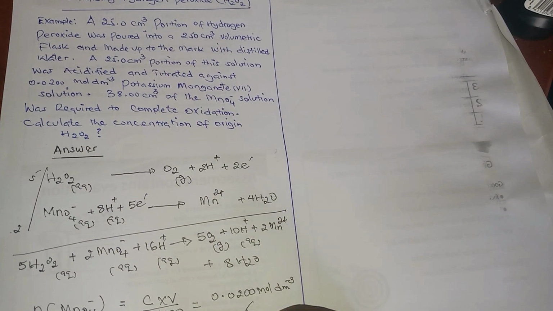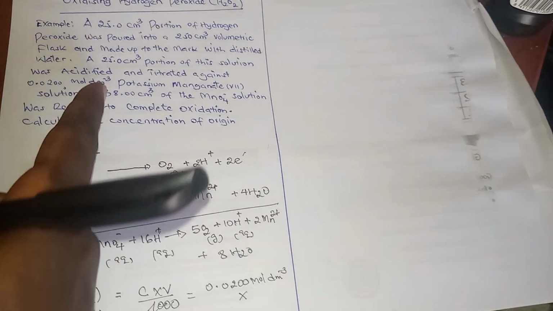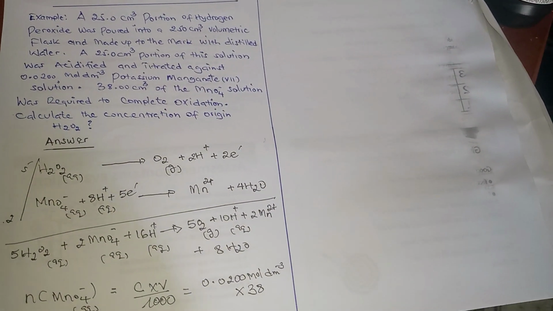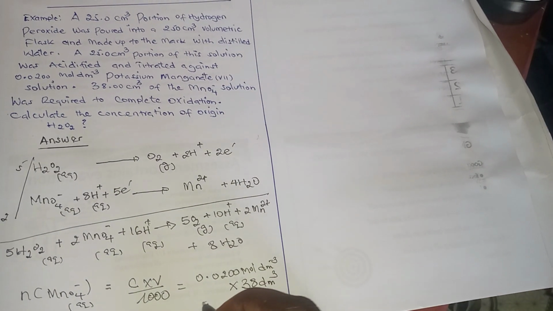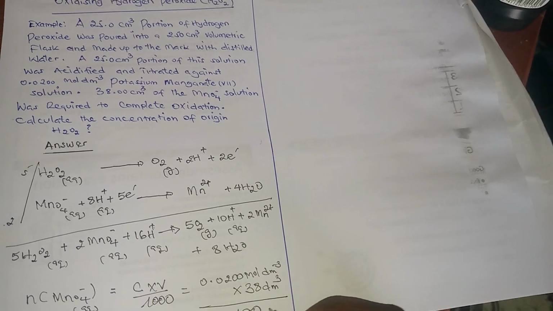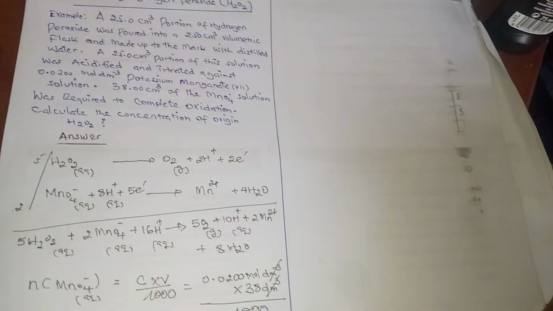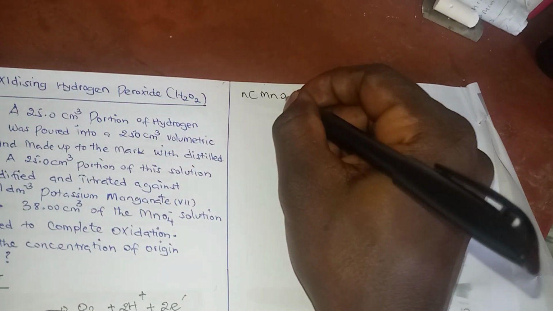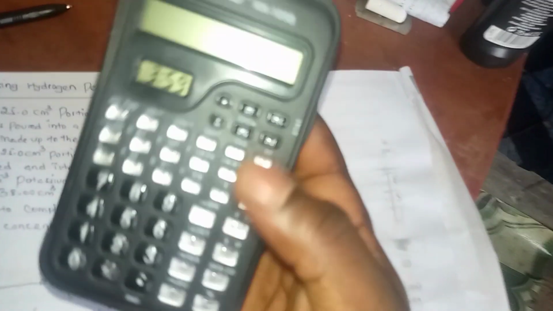Now we are going to multiply it by volume. Our volume is 38, but it is not in centimeter cube. Now it is in decimeter cube because we divide by 1000. So decimeter cube with decimeter cube, the number of moles of manganate is now equal to, so let's use my calculator to find the answer.